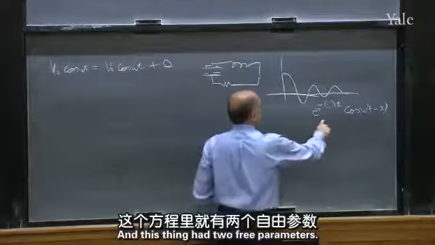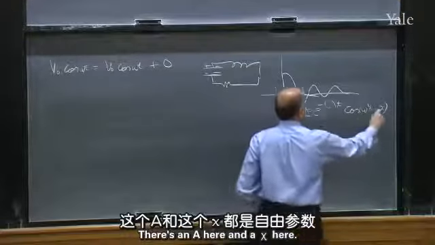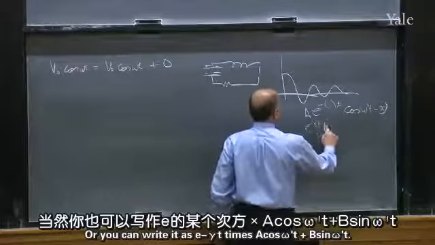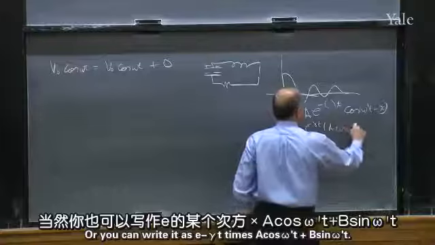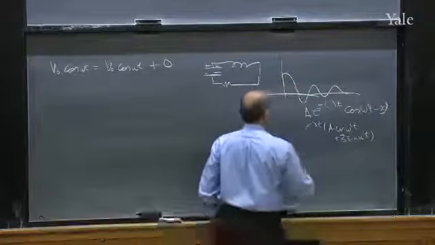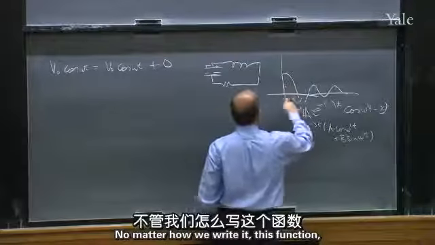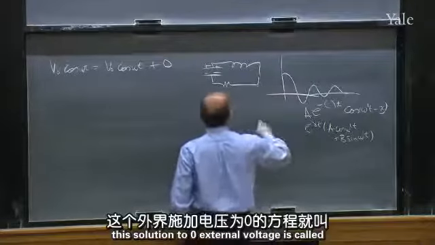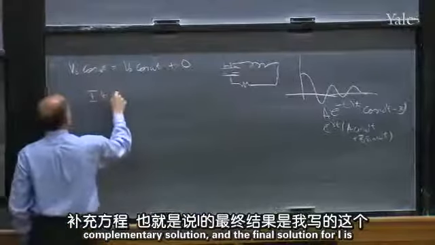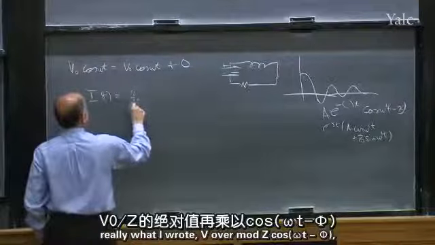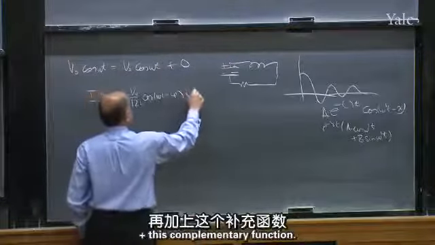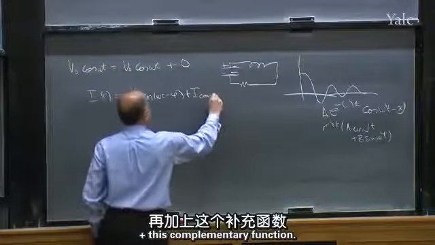And this thing had two free parameters. There's an a here and a chi here. Or you can write it as e to the minus gamma t times a cosine omega prime t plus b sine omega prime t. No matter how you write it, this solution to 0 external voltage is called the complementary solution. And the final solution for I is really what I wrote, V over mod Z cos omega t minus phi plus this complementary function.